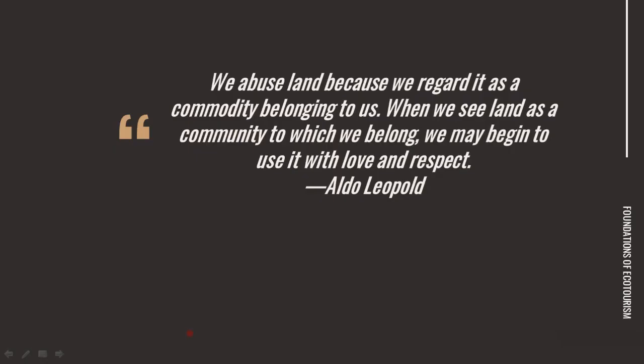It says here that we abuse land because we regard it as a commodity belonging to us. When we see land as a community to which we belong, we may begin to use it with love and respect. This statement came from Aldo Leopold. What is Aldo Leopold saying here? First, we need to define two important terms in this statement, which are commodity and community. When we say commodity, these are the raw materials or products that can be bought or sold.